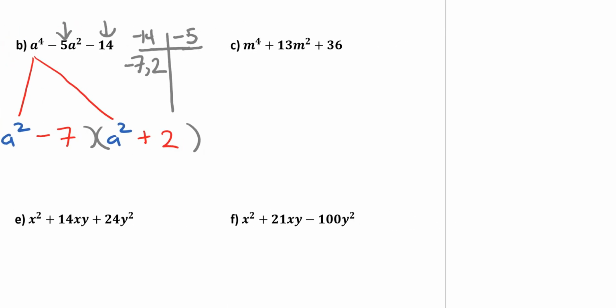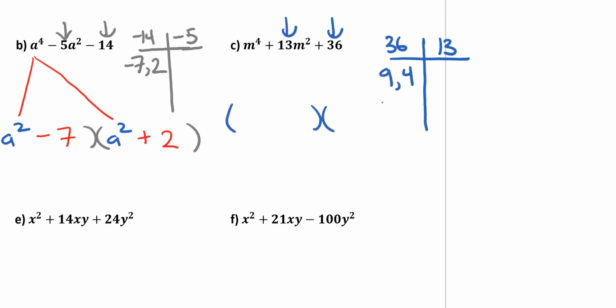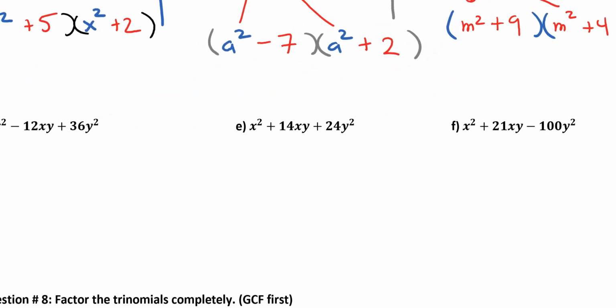All right, moving on to letter C, another table to start off. The last number here is 36. The middle number here is 13. So two numbers that multiply to 36 and add to 13 are 9 and 4. And once again, the two brackets, I will go ahead and put the plus 9 and the plus 4 at the tail end. To get m to the power 4, this should be m squared, and that should be m squared as well. So m squared times m squared is m to the power 4.